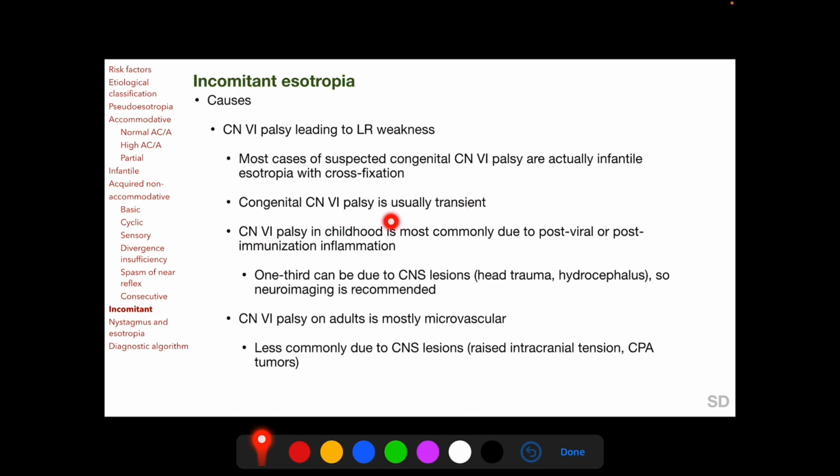Sixth cranial nerve palsy in childhood is most commonly due to post-viral or post-immunization inflammation, but one-third of childhood sixth cranial nerve palsies are due to CNS lesions such as head trauma or hydrocephalus, and so neuroimaging is recommended in childhood sixth cranial nerve palsy. In adults, sixth cranial nerve palsy is mostly microvascular in origin, but less commonly can be due to CNS lesions such as raised intracranial tension and cerebellopontine angle tumors.